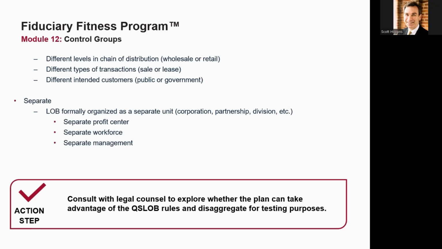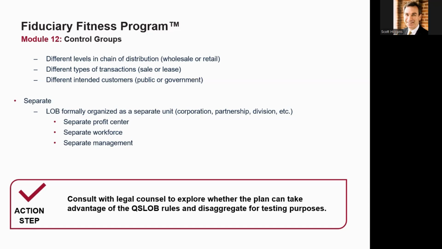And certainly important is different intended customers. And the disparity might be as simplistic as one entity deals with the public and one entity deals with the government entities. So these are all the things that go into making a determination of Q SLOB.